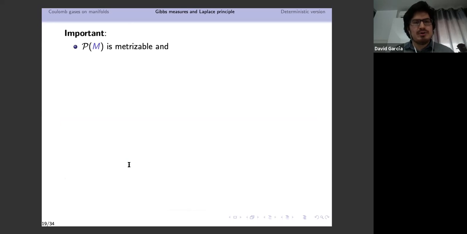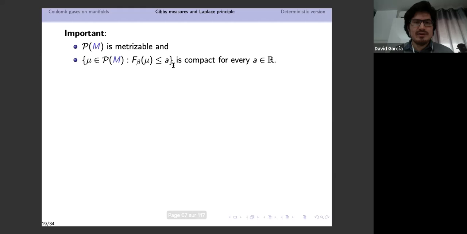So what is important here? First, there are two properties that are important just to keep in mind. The space of probability measures on M is a metrizable topological space, and f beta satisfies this nice property: the level sets of f beta are compact. So they may be empty, but in general they are compact.